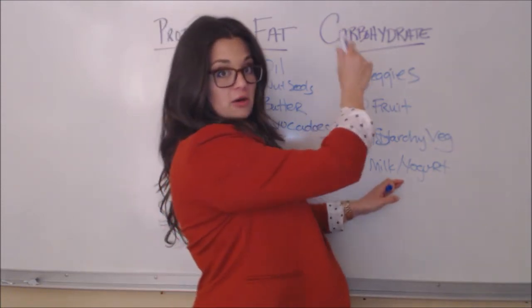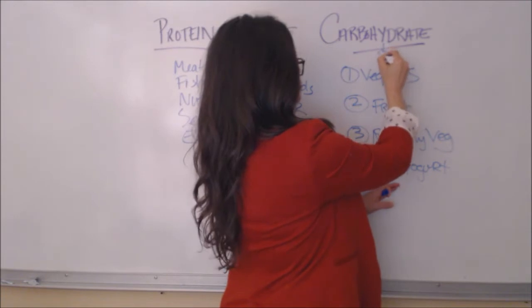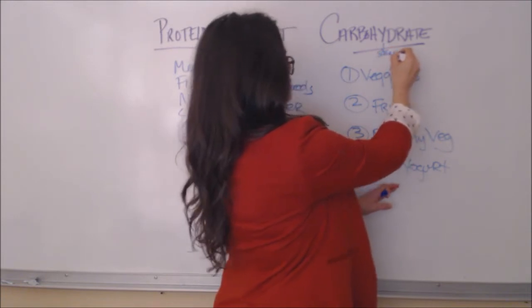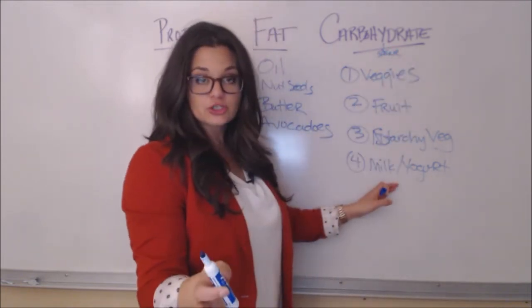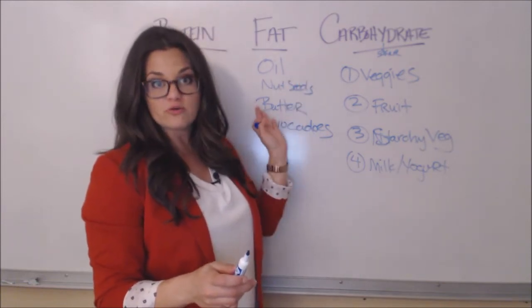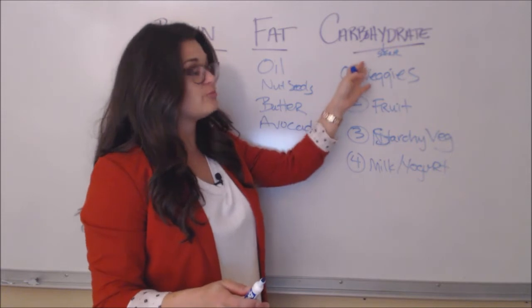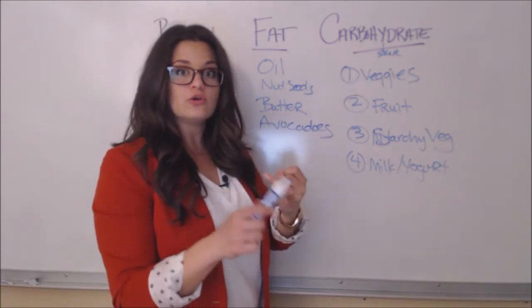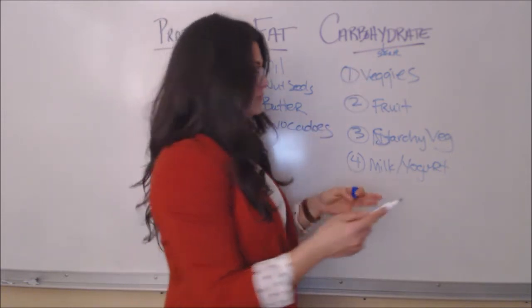All carbohydrates break down to sugar in the body. It's not bad. They just break down to sugar, just like your fats break down to fatty acids and your proteins break down to amino acids. Your carbohydrates break down to different types of sugar: glucose, lactose, fructose, those things.